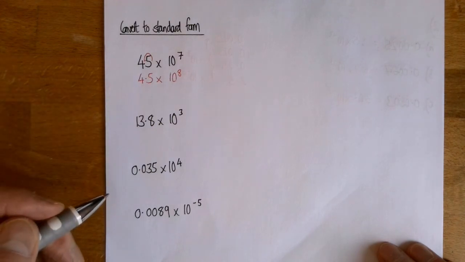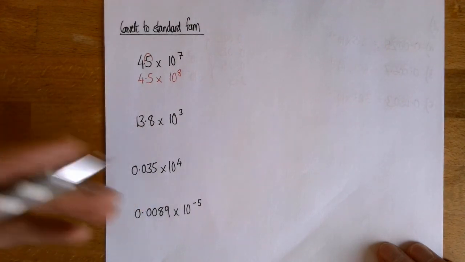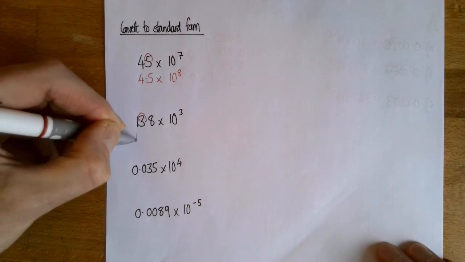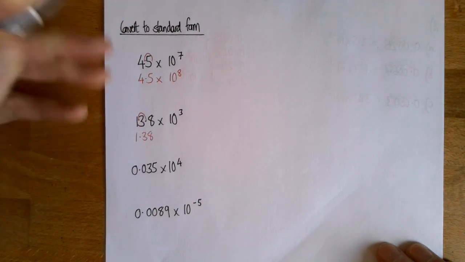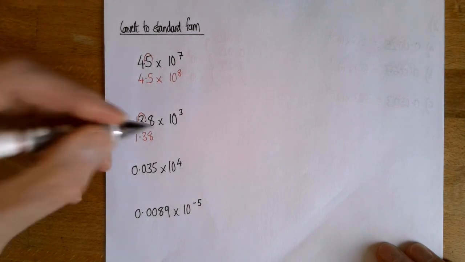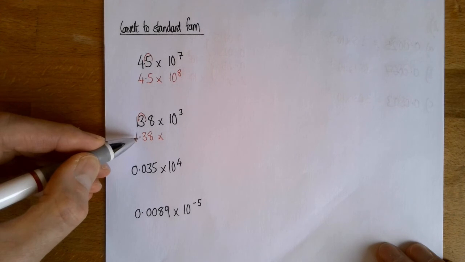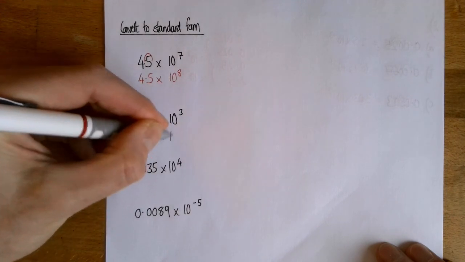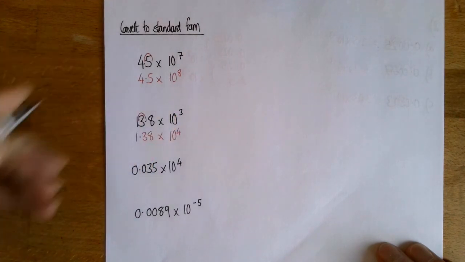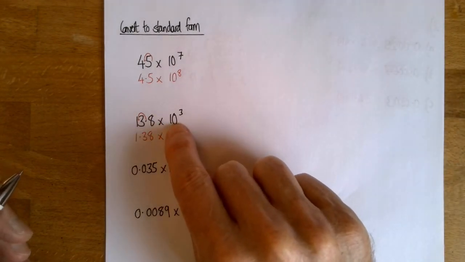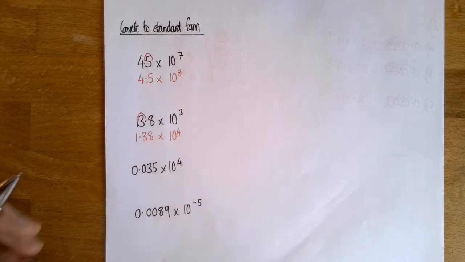How about this one here? So 13.8, not a number between 1 and 10, but if I divide it by 10, I get 1.38, which is a number between 1 and 10. I've made that 10 times smaller, so I need to make this 10 times bigger. Remember, that doesn't turn it into 10 to the power of 30. This is 10 times 10 times 10, so if we make it 10 times bigger, it just becomes 10 to the power of 4.